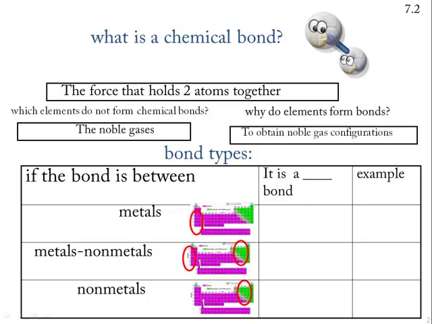And we humans have decided that there's a few basic types. If the bond is between two metals, and that means this purple region here, left of the staircase, we call that a metallic bond. An example would be an iron-to-iron bond. It's not really a simple bond, is it? It's usually this big lattice, this huge lattice work that forms.